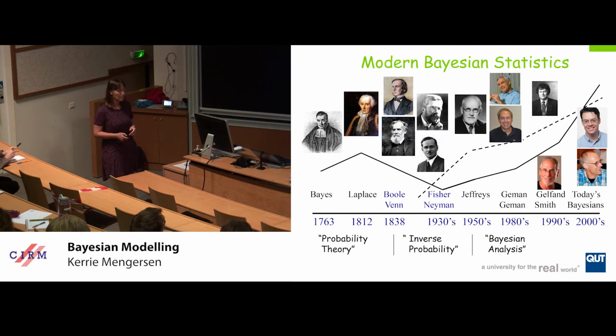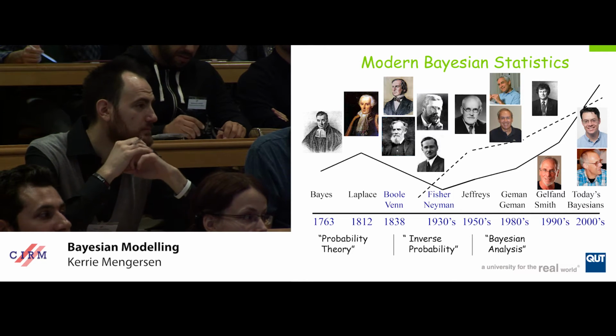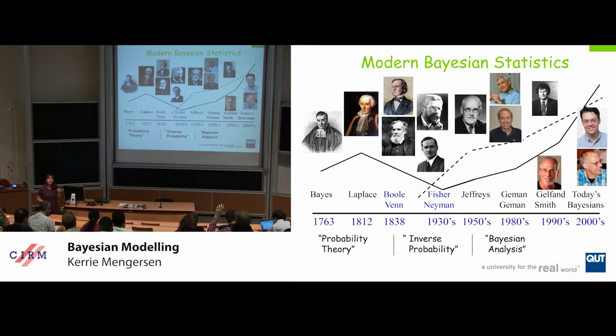So then we come to our modern Bayesian analysis. These two issues of priors and computation are still very much a subject for research. Who here is working on priors in Bayesian statistics? Anybody? Yeah? Tell us briefly what you're doing. Introduce yourself, tell us briefly.